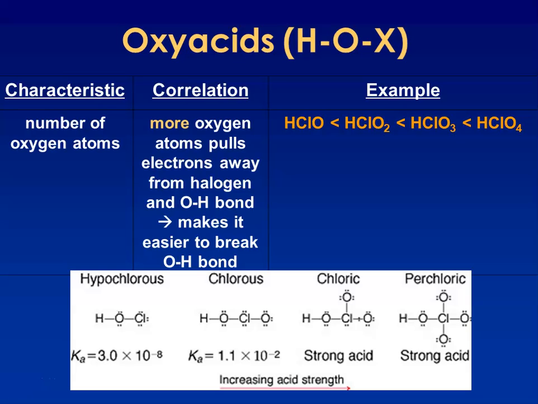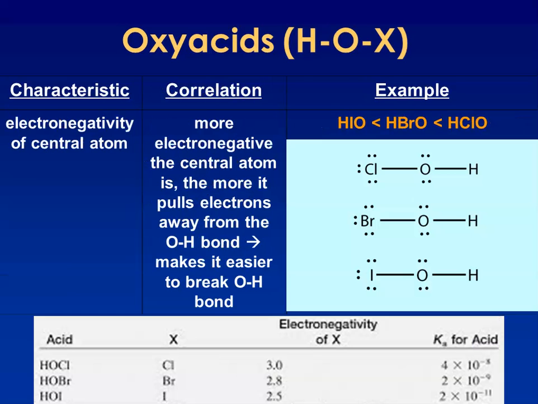I will not ask you to compare something like HClO2 and HBrO4, but I could ask you to compare HClO2 to HBrO2, or I can ask you HBrO2 to HBrO3. We're going to talk about how we compare them when you have an oxyacid and the same number of oxygens in this next slide, and that deals with the electronegativity of that central atom.